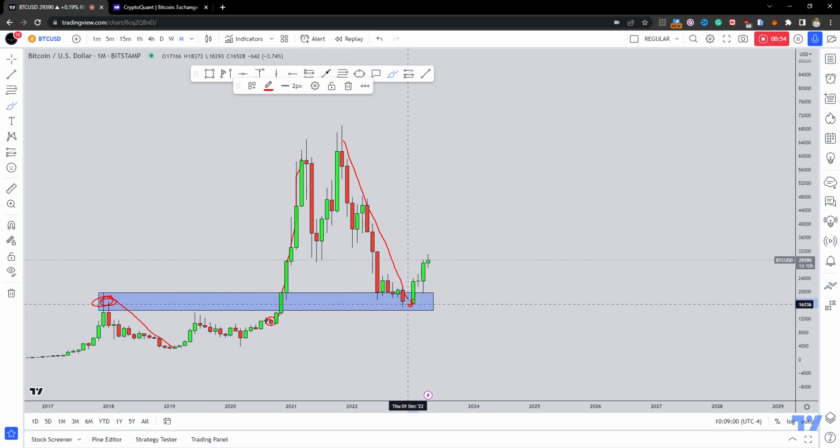this previous cycle high. From here, we already had the first rejection to the upside, and I do not expect the market to go lower than this point. I expect this to be the low of the current bear market.